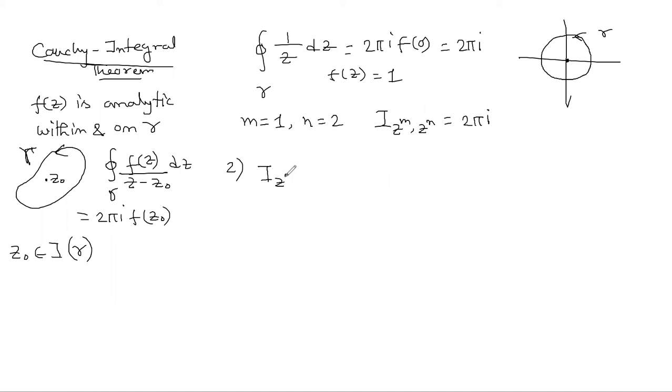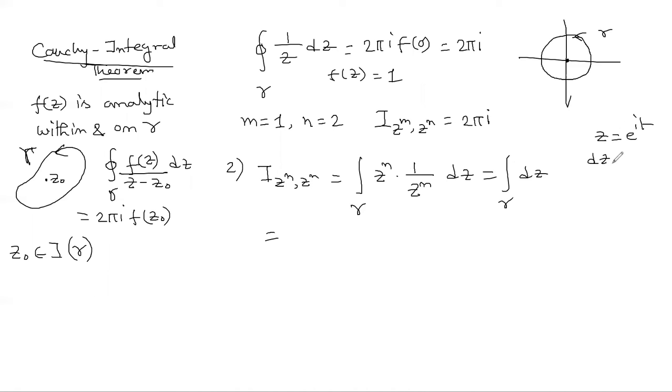the integral of z power n times z power n. So here we need to integrate z power n into 1 by z power n dz. So integral over gamma dz, where z is equal to e power it, so dz equals i e power it dt, and t runs from 0 to 2 pi. So here it is 0 to 2 pi i e power it dt.